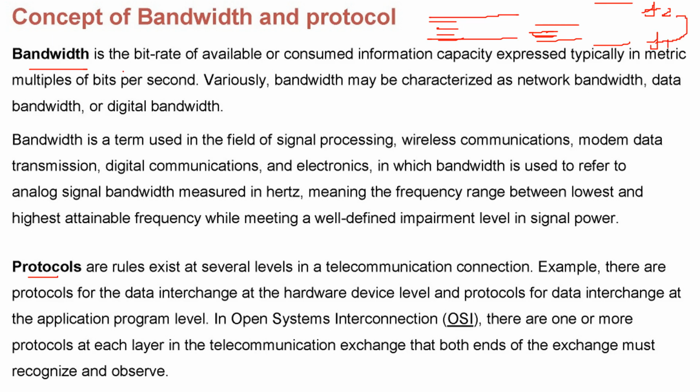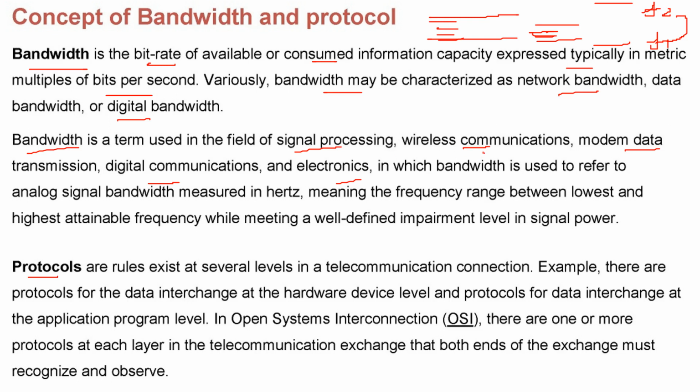Bandwidth is the bit rate available or consumed, the information capacity expressed in multiples of bits per second, such as kbps, Mbps and Gbps. This bandwidth may be characterized as network bandwidth, data bandwidth, or digital bandwidth. It is a term you will usually see in signal processing, wireless communication, modern data transmission and digital communication in electronics.